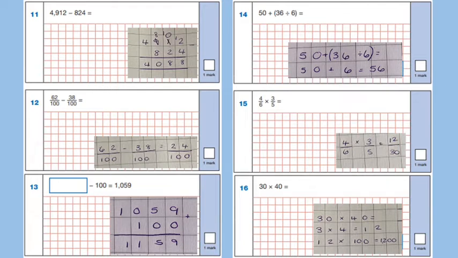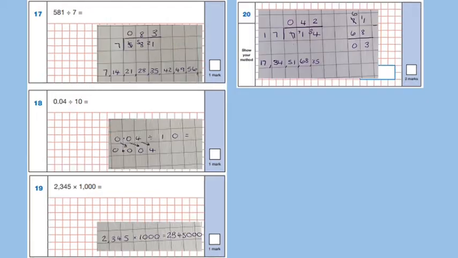Moving on to number 16, you've got 30 times 4. I always recommend to my children, instead of doing 30 times 40, do 3 times 4. And then multiply your answer by 100 because you've made them 100 smaller if you've turned them into 3 and 4 as opposed to 30 and 40.